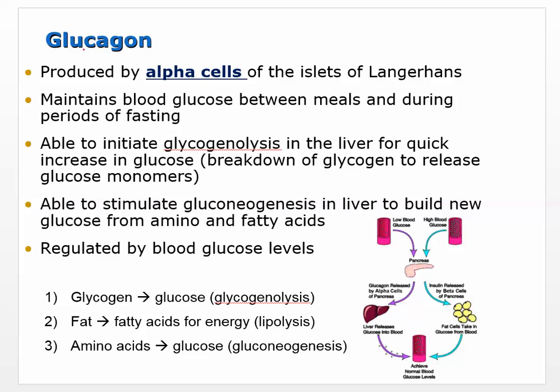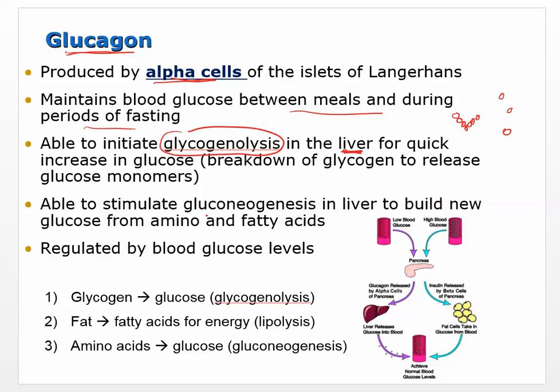Okay, so glucagon. Again, it's produced by alpha cells in the pancreatic islets of Langerhans. It maintains blood glucose between meals and during periods of fasting. It's able to initiate glycogenolysis. Again, glycogenolysis is the breakdown of glycogen into individual glucose monomers. So glycogenolysis in the liver gives a quick increase in glucose. It's the breakdown of glycogen to release glucose monomers. Remember that's primarily happening in the liver.